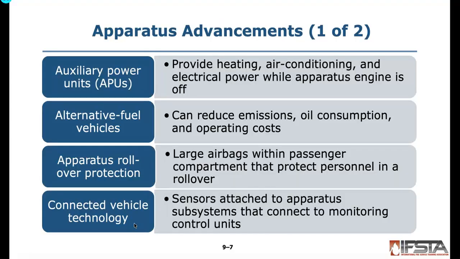Some of the advancements: the APUs, auxiliary power units, provide the heating, air conditioning, and electrical power while the apparatus is off or the engine is off. Alternative fuel vehicles, you're seeing several of those, mostly EV, come into play. These can reduce emissions, oil consumption, and operating costs. Some apparatus have rollover protection, large airbags within the passenger compartments that protect personnel in a rollover, and then connected vehicle technology. So you have some sensors attached to the apparatus, subsystems that connect to monitoring control units.